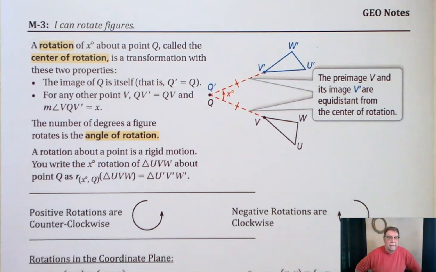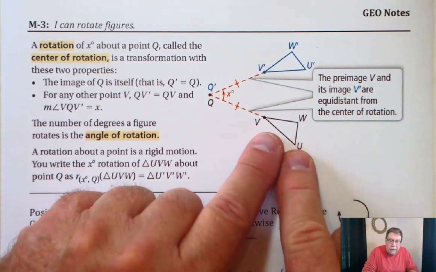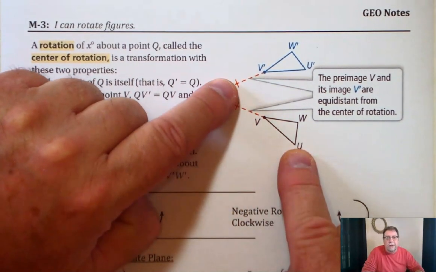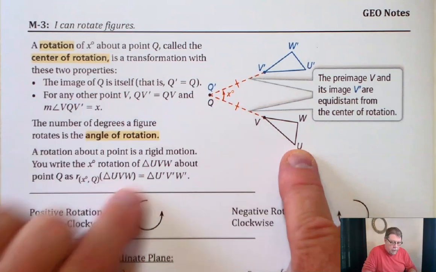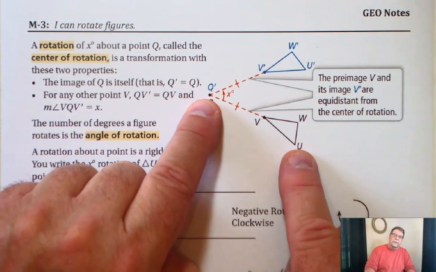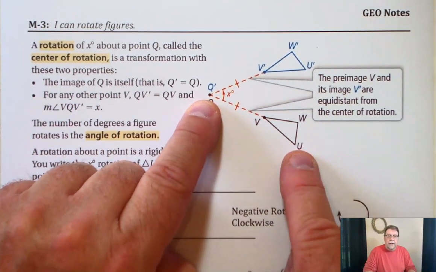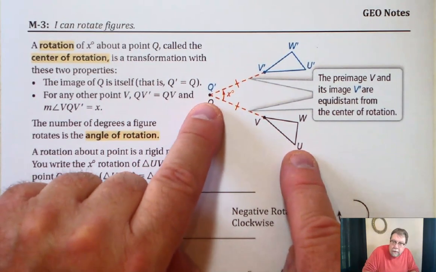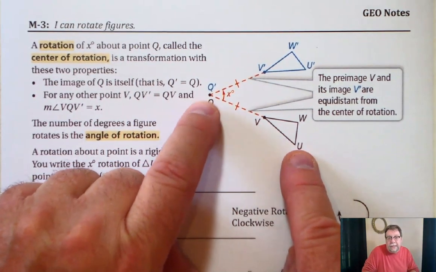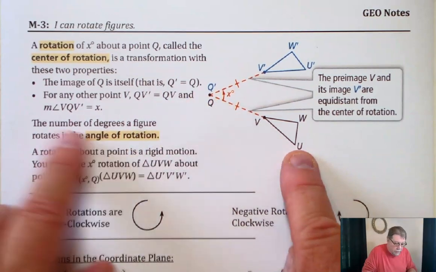This is section M-3. We are now moving into rotations of figures. A rotation is when a pre-image is moved a certain number of degrees about a point. That point is called the center of rotation, and the property that it holds is that the center of rotation also becomes itself, Q and Q prime.